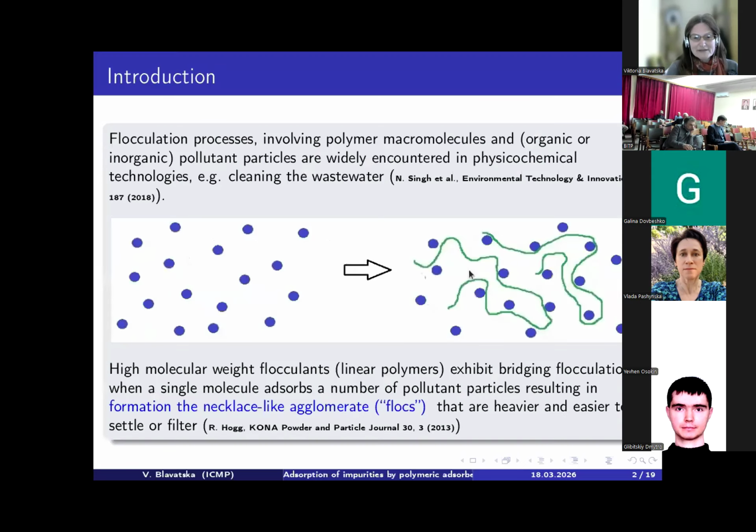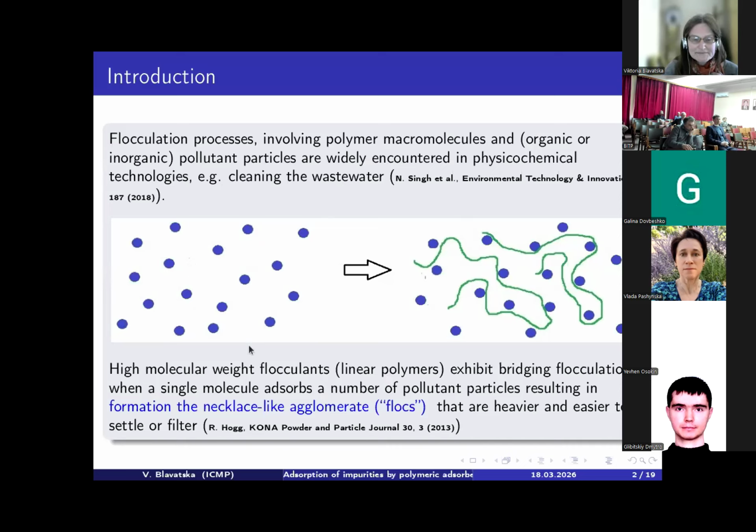So I would like to talk about some interesting processes which involve two types of systems: long flexible polymer macromolecules and some small particles, which can be of organic or inorganic nature, considered as some defects or pollutants. Such processes are closely related to processes which are important in ecology, for example, cleaning wastewaters from pollutants such as heavy ions.